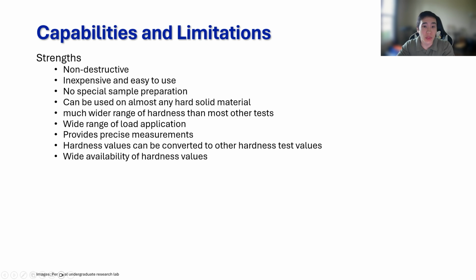The diamond tip provides very precise measurements, and the hardness value can often be converted to other common hardness test values, for example, Rockwell C. Because it is so common and other indentation test values can be converted to Vickers values, there is a plethora of available values and data easily accessible to compare results to.